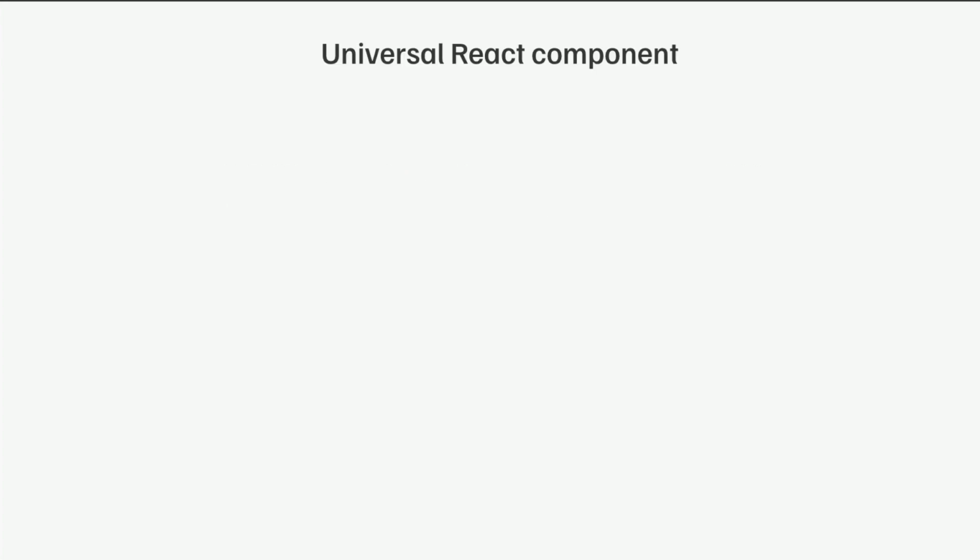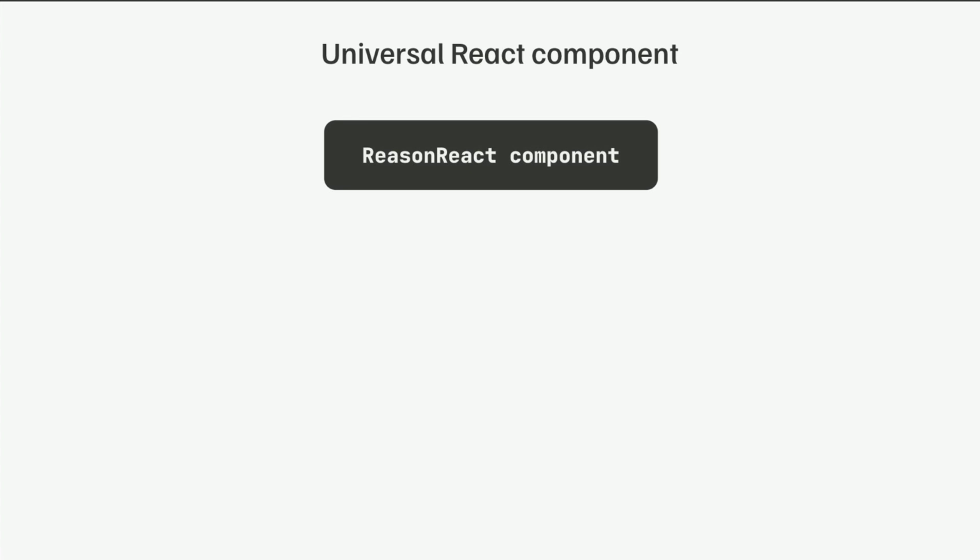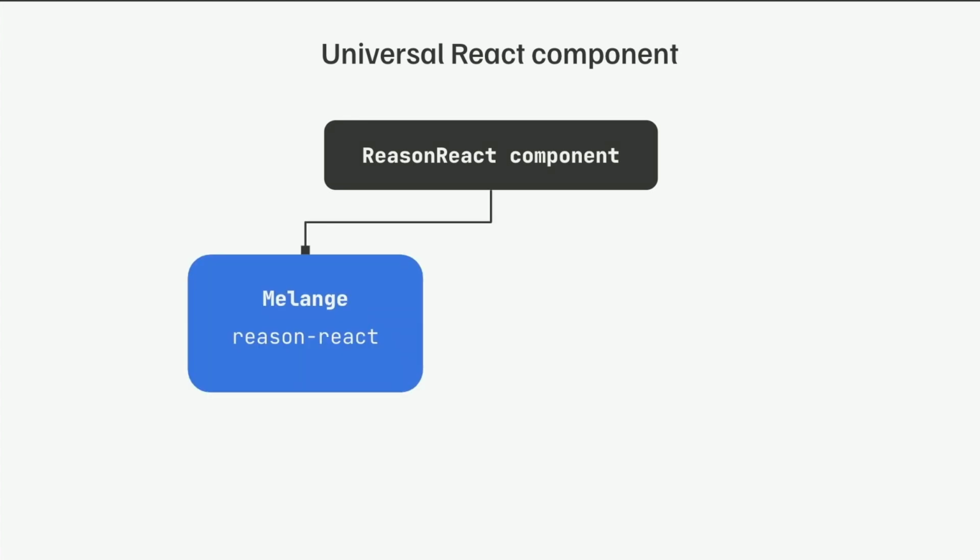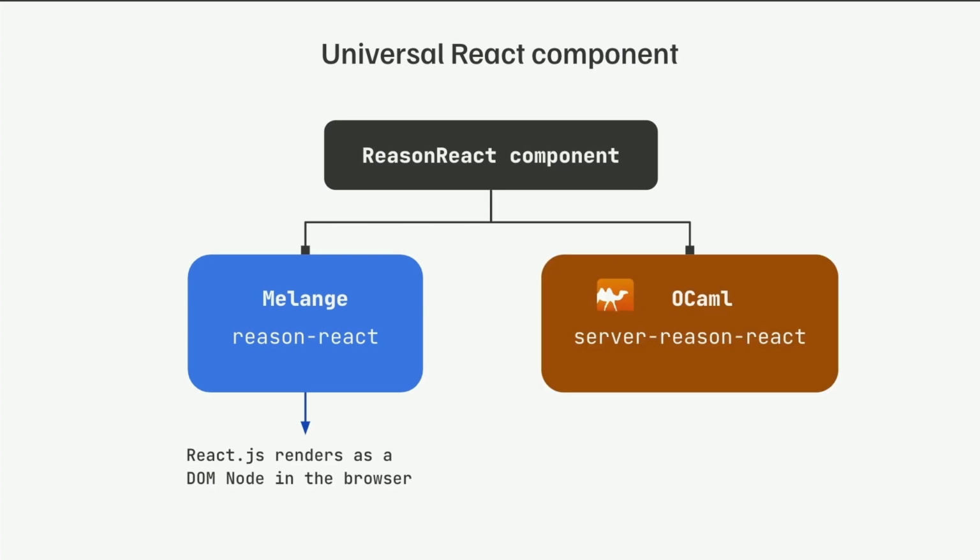The word universal, as I said, I'm not a super fan of it, but it's the only one that I could come up with. So the idea with universal is that you have a universal React component. That's just one module in OCaml. If you compile it with Melange, with Reason React, then you have the JavaScript file. If you compile with OCaml, you have server Reason React, and then that gets the string as HTML, right? So you have one component that is shared between both targets.